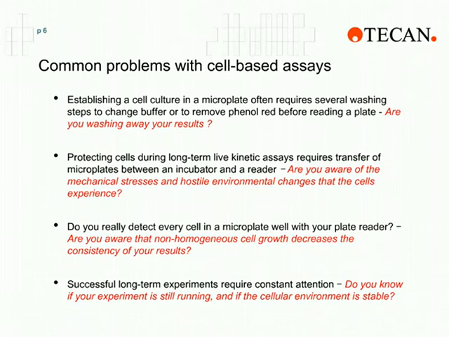Normally, when we talk to customers, they tell us, well, our main problem when we read cells inside the microplate reader in a well is that cells usually grow non-homogeneously, and that, of course, decreases the consistency of your results. And what can we do about this?